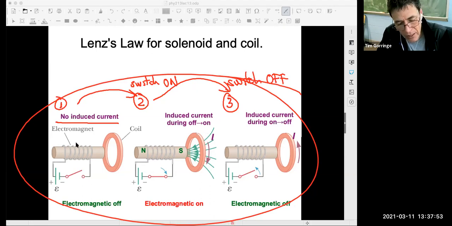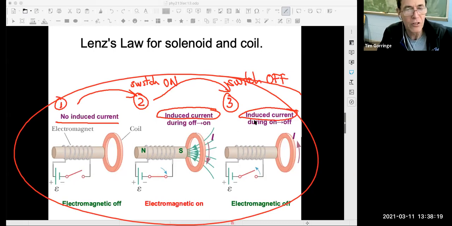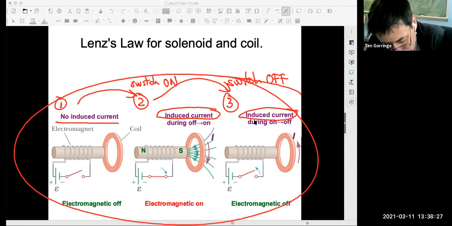So that's what I'm doing on this slide. I've built this setup of the solenoid, the coil, and the circuit. I energized the solenoid in sketch 2 and de-energized it in sketch 3. I'm going to ask: at the moment I energize, what's the induced current, and specifically the direction? And when I de-energize the solenoid, what's the induced current, and specifically the direction? I'm going to try and answer these two questions with Lenz's law.